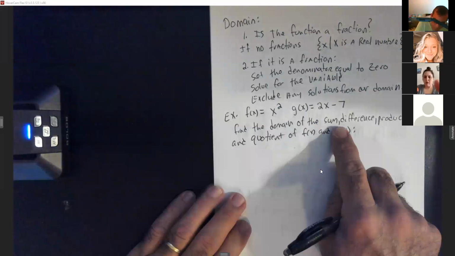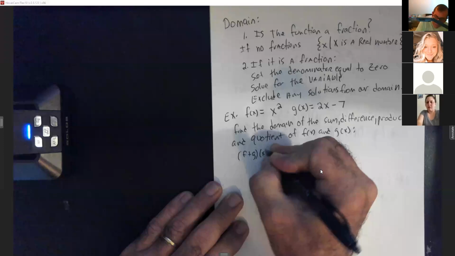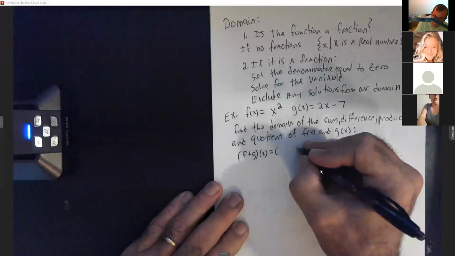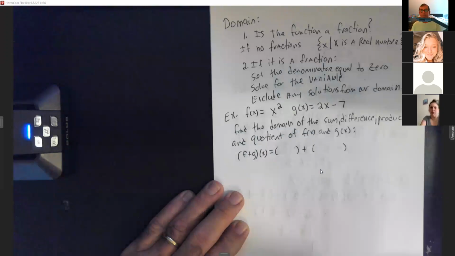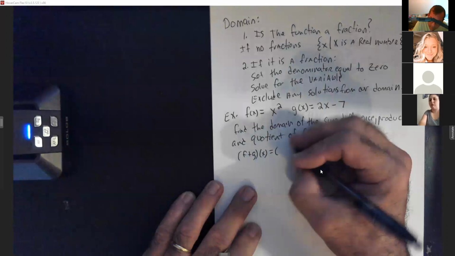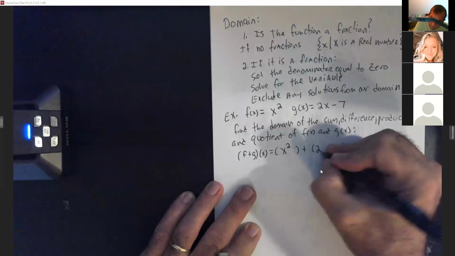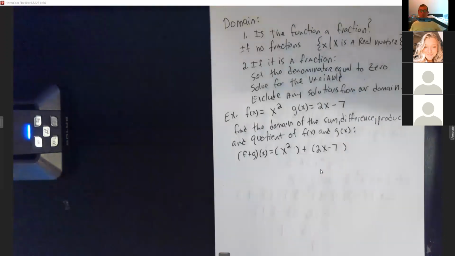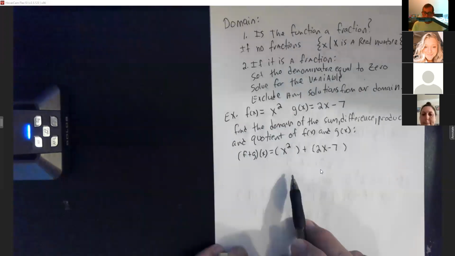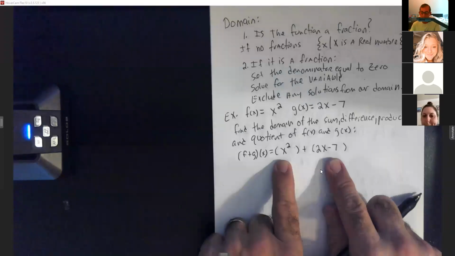The sum will be f plus g of x. That's going to equal my f plus my g. Well, f was an x squared. G was the 2x minus 7. Now, I'm just going to set them up like that because all they want me to do is find a domain. So, I got two functions sitting here, an x squared and a 2x minus 7.